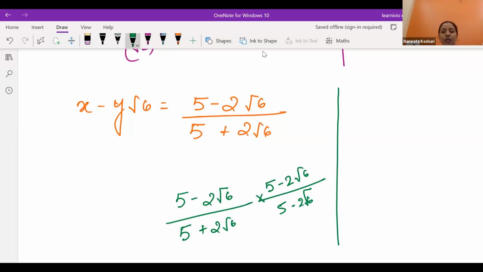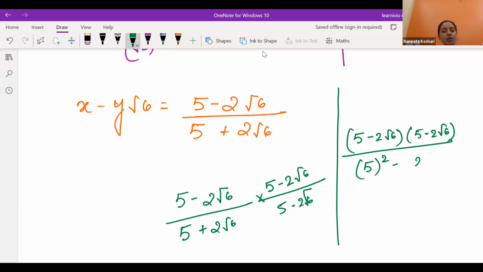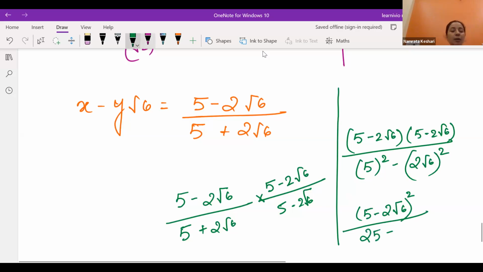So the numerator is 5 minus 2 root 6 multiplied with 5 minus 2 root 6, which can be written as 5 minus 2 root 6 whole square as well. And the denominator is x square minus whatever is y, that complete square. Is it clear so far to everyone? Yes, ma'am. The numerator will be 5 minus 2 root 6 complete square and the denominator will be 25 minus, now think about it, if you are having 2 root 6 whole square, that means 2 root 6 into 2 root 6. Yes or no?